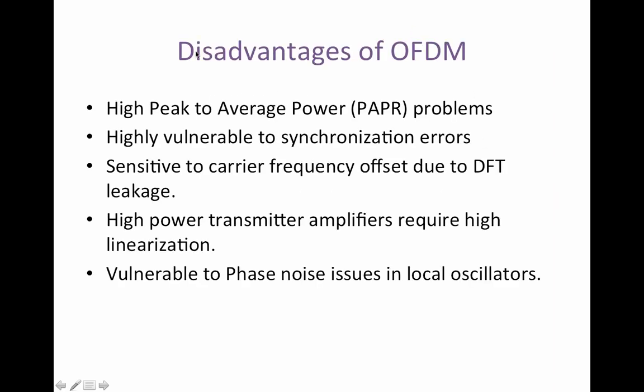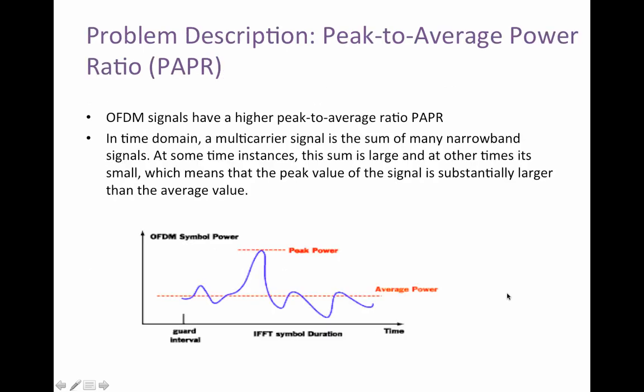Now, there are a number of disadvantages of OFDM. First is the high peak to average power problem. It is also very vulnerable to synchronization errors. OFDM is sensitive to carrier frequency offset due to DFT leakage. High power transmitter amplifiers require high linearization, and hence it's vulnerable to phase noise issues in local oscillators. The problem which I'm working on in my project is the peak to average power ratio.